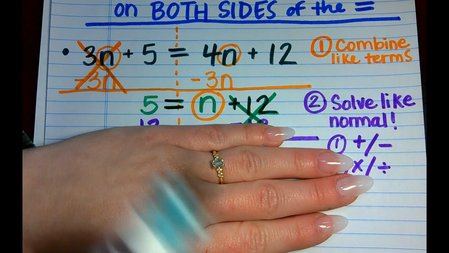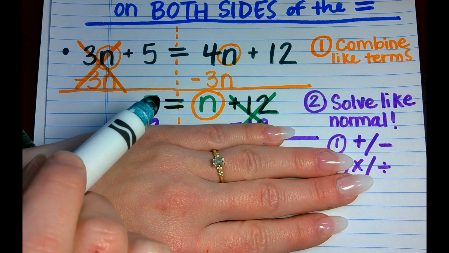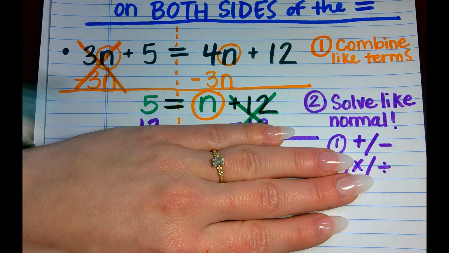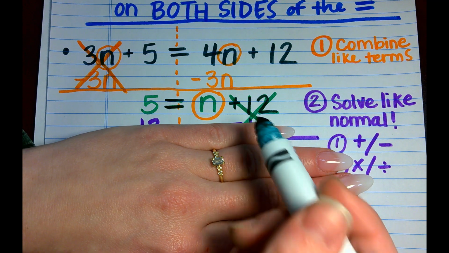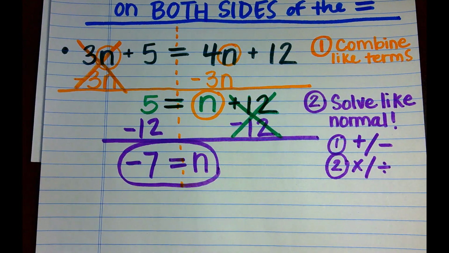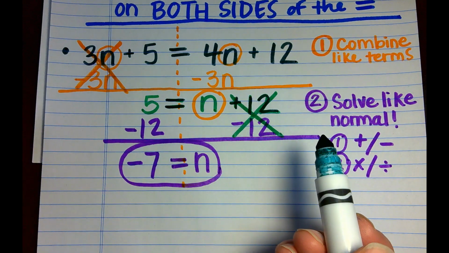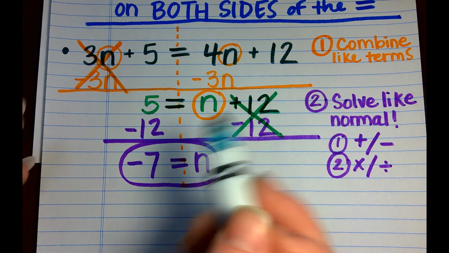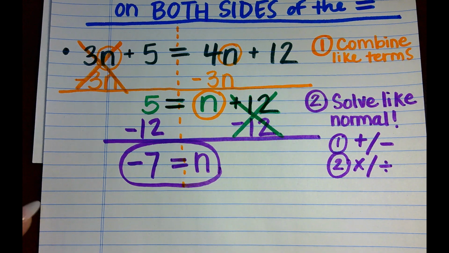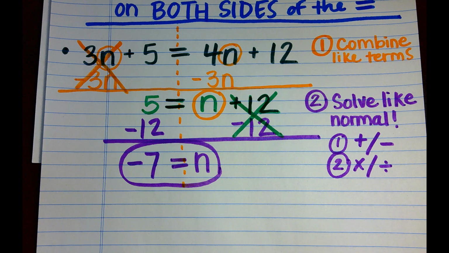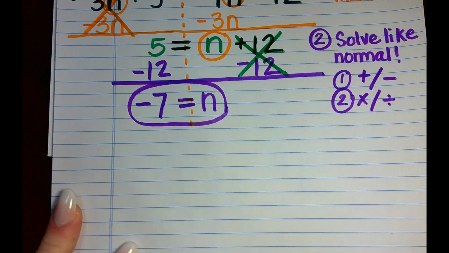If I did -5 instead, then I would have 0 equals n plus 7. And then I would have to still subtract again and move stuff over. So technically, if you did -5 and got 0 equals n plus 7, it would be one extra step. You'd have to subtract 7, but you would still get the right answer. It just would take a little longer. Okay, do we have any other questions? Okay, let's try another one.